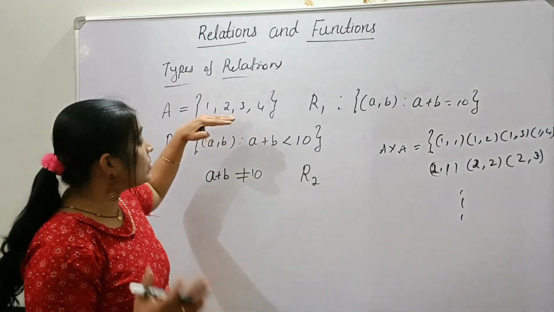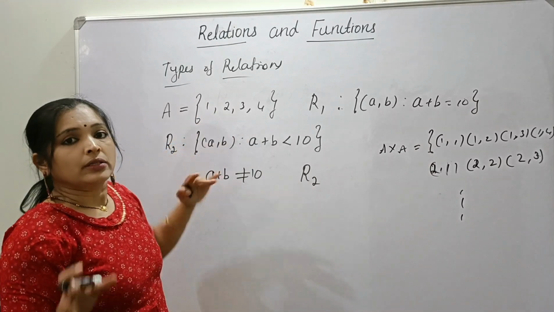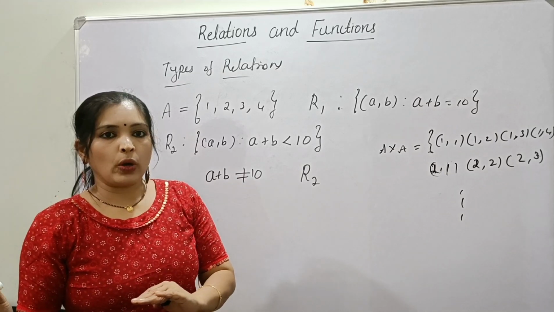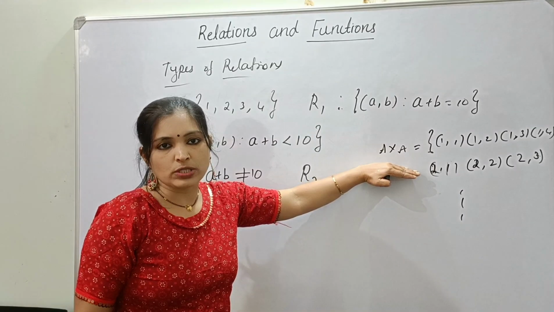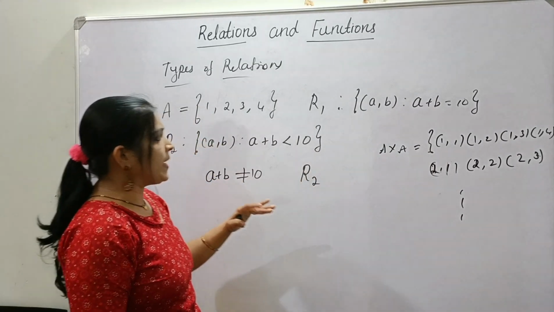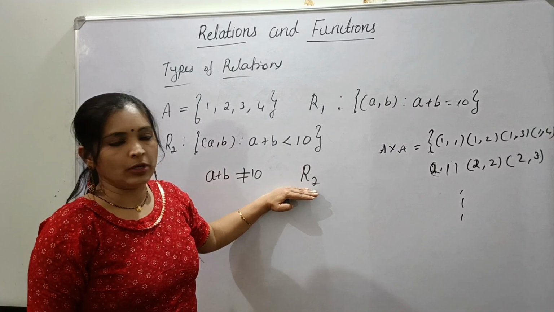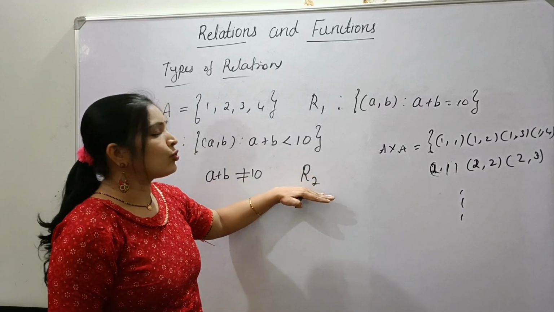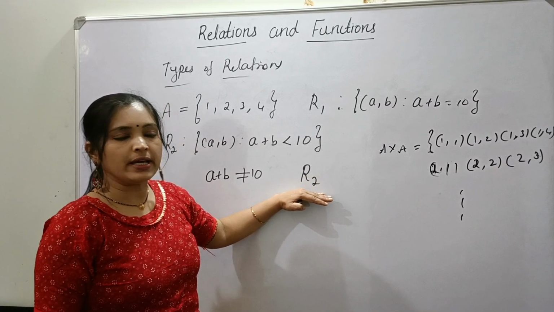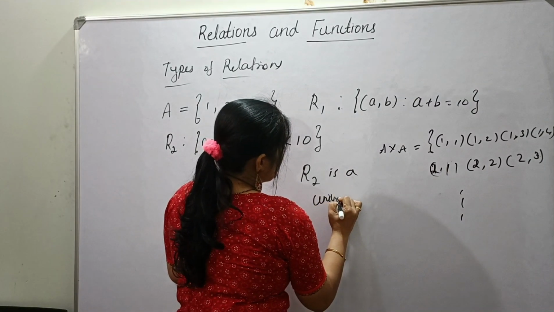any two elements in A, A plus B is less than 10. Therefore R2 contains all the elements of A cross A. That means R2 is a universal relation, because R2 contains all the elements of A cross A. Therefore R2 is a universal relation.